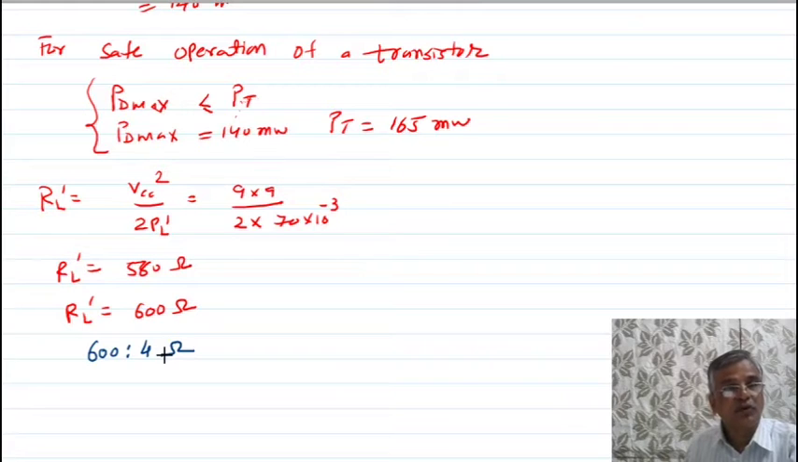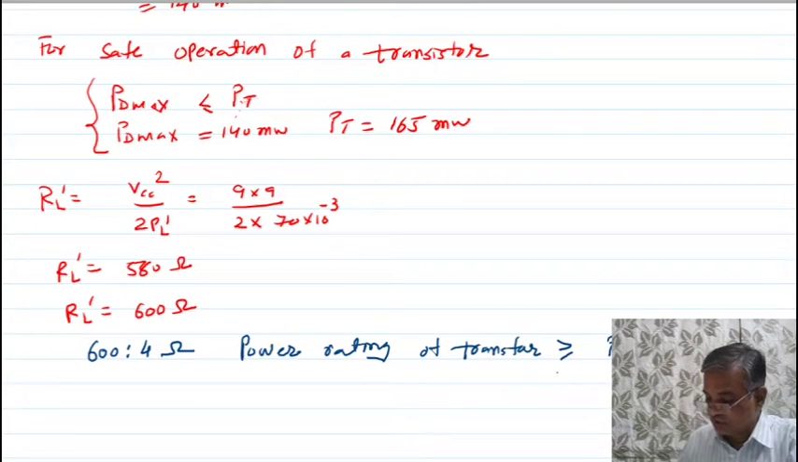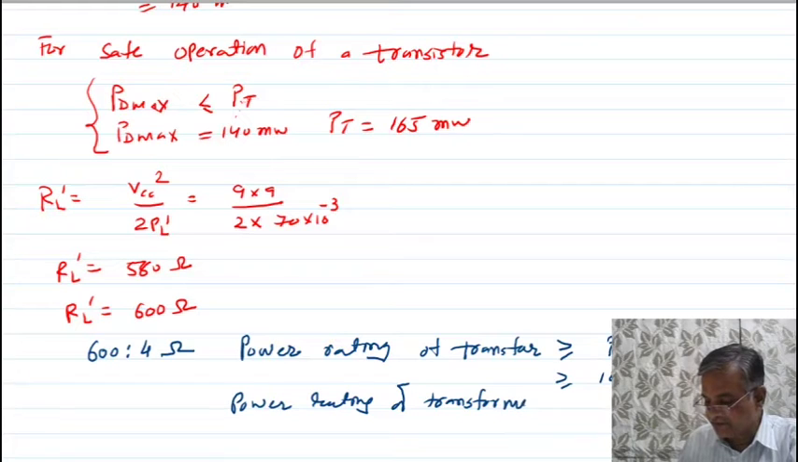Now what should be the power rating of the transformer? Remember, this is very important. The power rating of a transformer should always be greater than PD max. So it should be greater than or equal to 140 milliwatt. So for the power rating of the transformer, let us take 150 milliwatt, so I can take 0.15 watt.